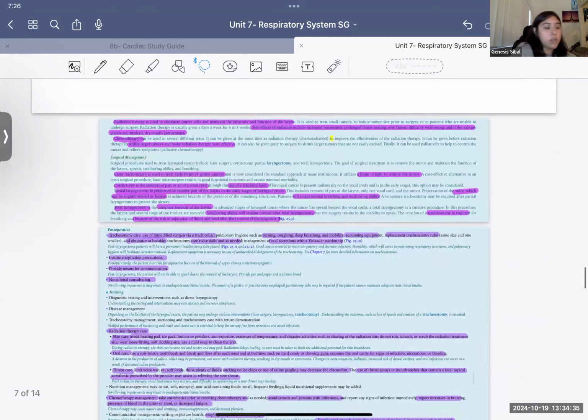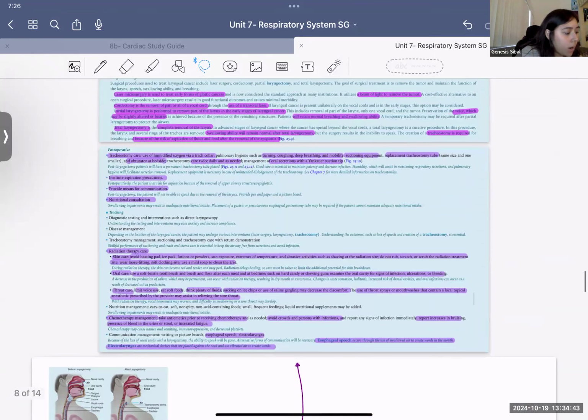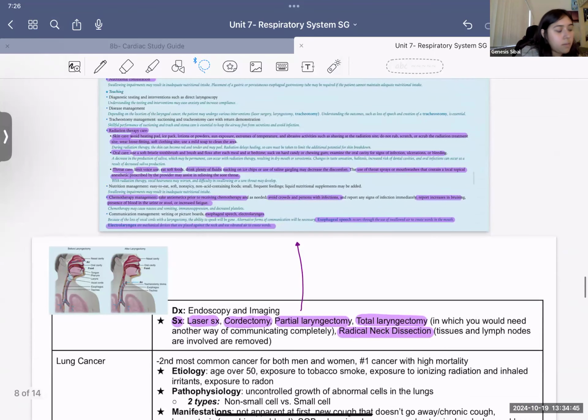So again, they can have radiation, surgery, and chemo. And this is just going over some of the stuff to know about radiation and chemo. And then additionally, throat care and surgery care after. So with surgery, they can have a laser surgery, a chordectomy, or a partial laryngectomy. So they're taking out either part of it or all of it. And if they're having a total removal, you're going to need to communicate to them that you would need another way of communicating completely. So they have boards that they can draw on. They have their phone, anything like that.